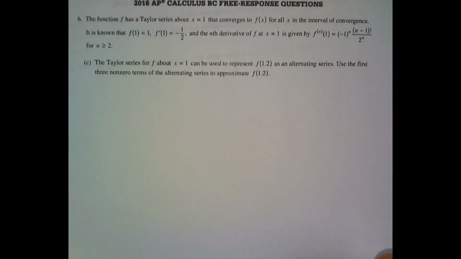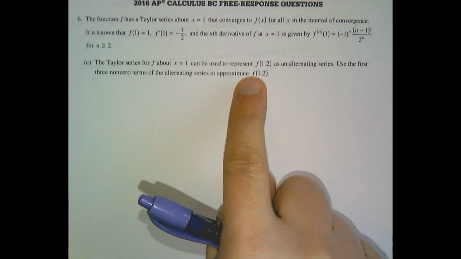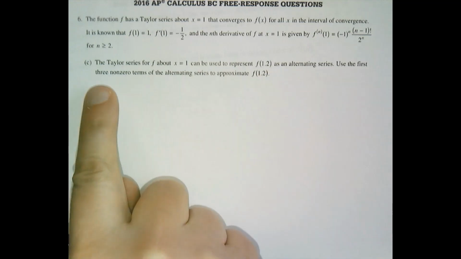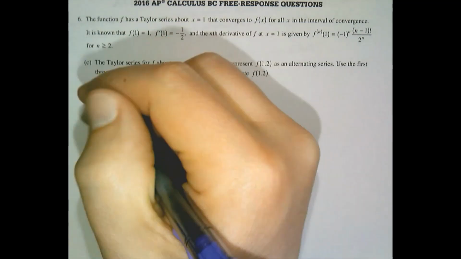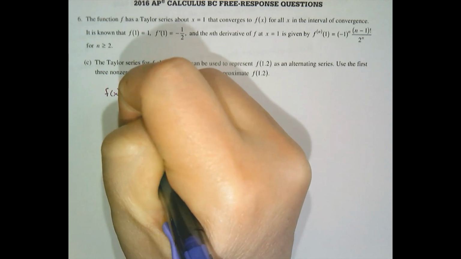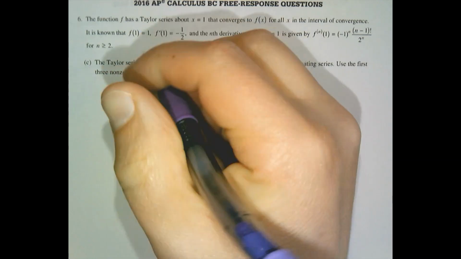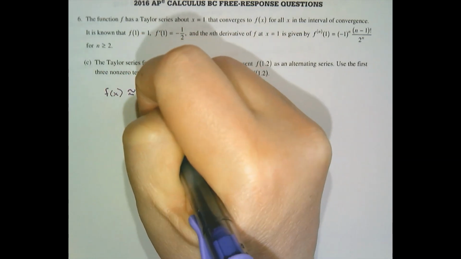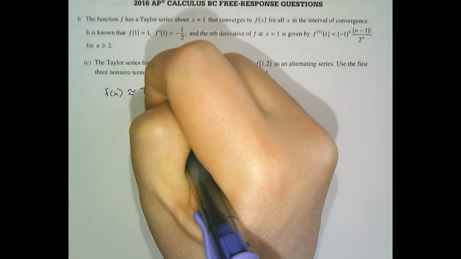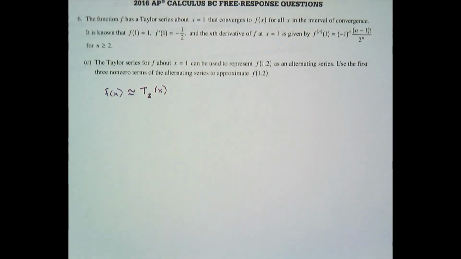All right, moving on to part C. The Taylor series can be used to represent f of 1.2 as an alternating series. Use the first 3 non-zero terms. So if you recall, f of x can be approximated with the Taylor series, and this time what we're going to do is just do the first 3 terms, which would be the second degree Taylor polynomial.